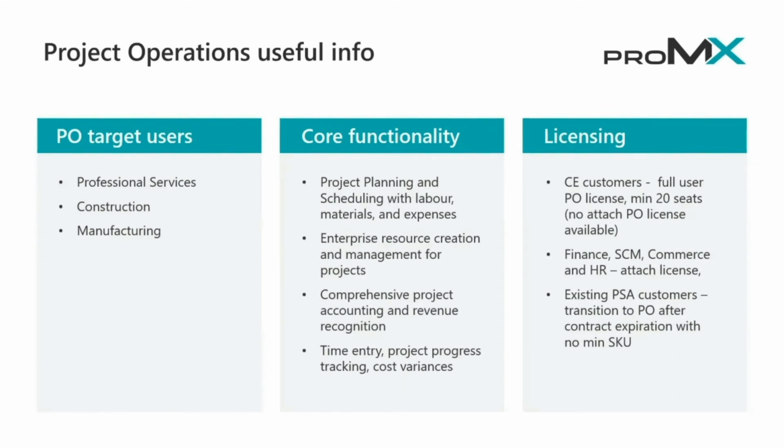To point out some special things: the licensing part, I will only have a short talk about that, because there are some slides later in the presentation to cover the licensing part more. For CE customers, there's no additional attached license available, so you need the full license of a minimum of 20 seats. And existing customers who are already using PSA have a transition period to switch to PO, but those areas will be covered in more detail later. So we can go to the next slide, please.